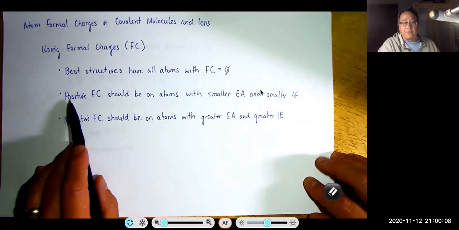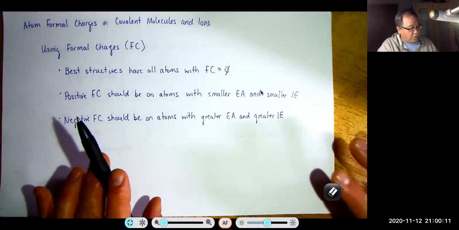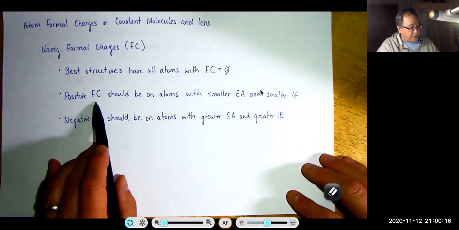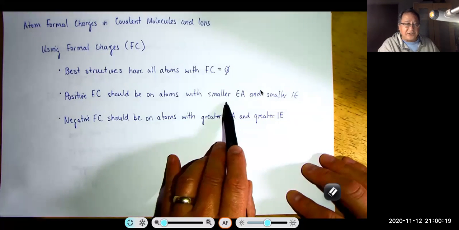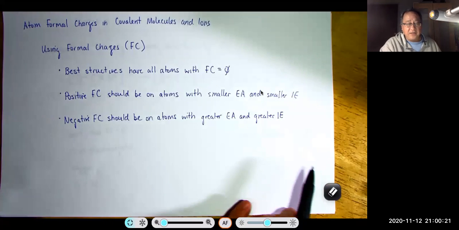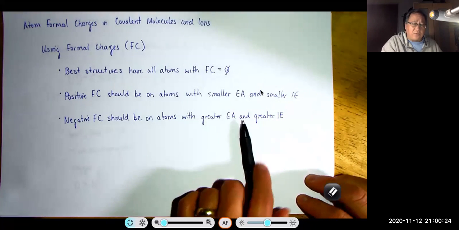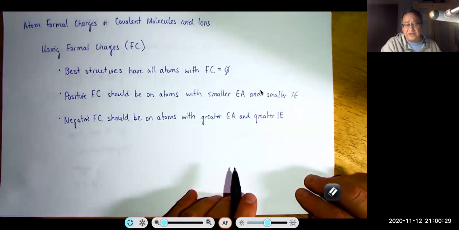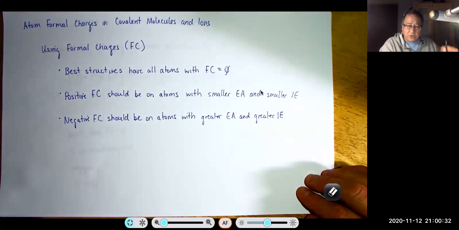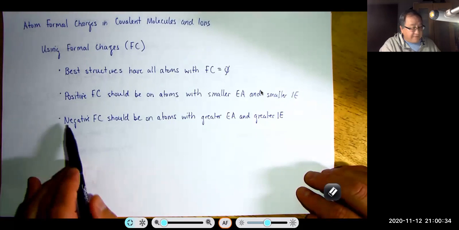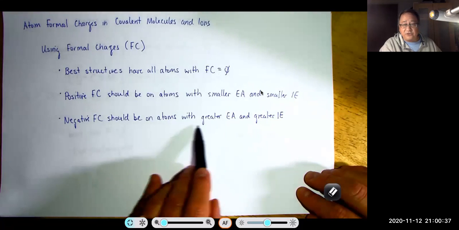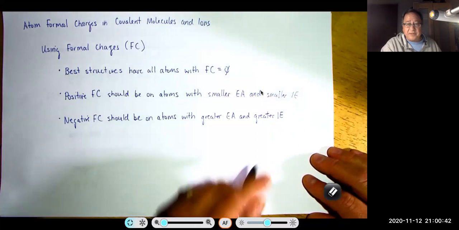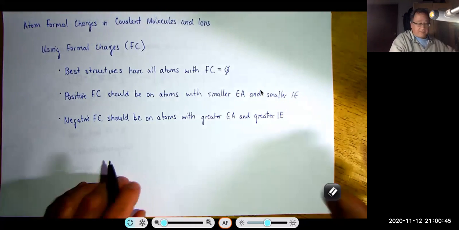Now, if you do have a formal charge, and you don't like formal charges more than -1 or +1, if there's a positive formal charge, you want it to be on an atom with smaller ionization energy and smaller electron affinity. So in a period, you're talking about the ones to the left are going to have smaller electron affinity and smaller ionization energy, or the ones lower in a group. And if you're going to have a negative formal charge, you want it on those atoms with a greater electron affinity or greater ionization energy, which means in a period they're the atoms to the right or the atoms above.